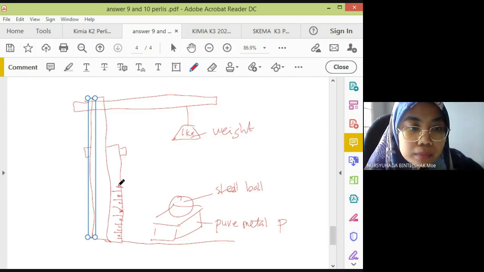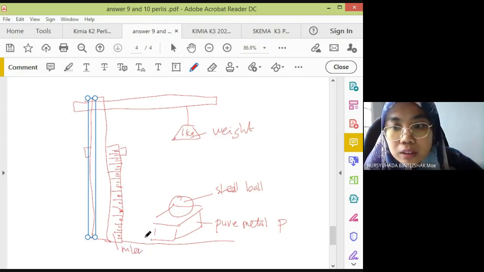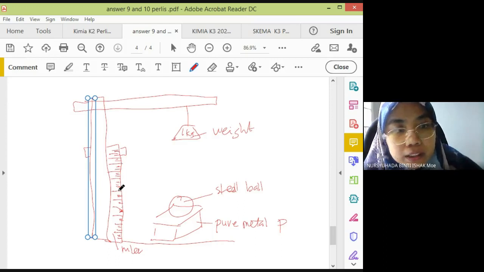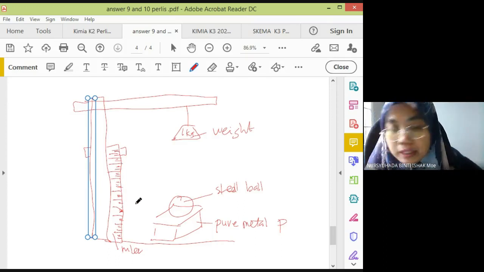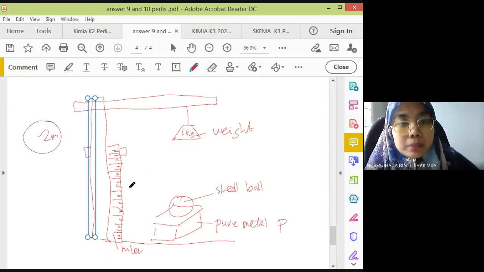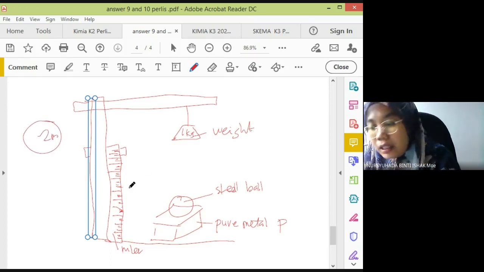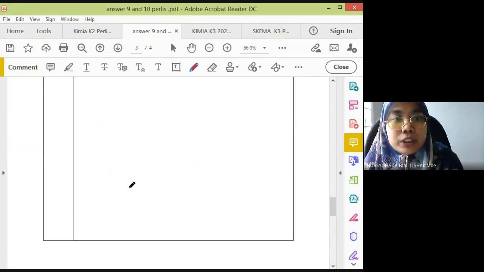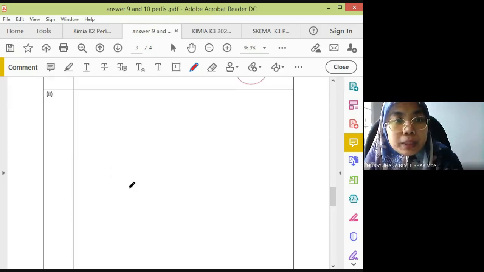Kamu lukis lawa-lawa tau sampai nak dapat 2 markah. Okay, label, ruler. Boleh, tak ada masalah. Janji ada rupa, janji label. Okay dah. So ini 2 markah. So kalau lukis macam cikgu ni 2 markah, label. Pastikan lukisan kamu lebih cantik daripada lukisan cikgu. Okay, now kita pergi kepada prosedur. Tadi dah 2 markah, prosedur 5 markah.